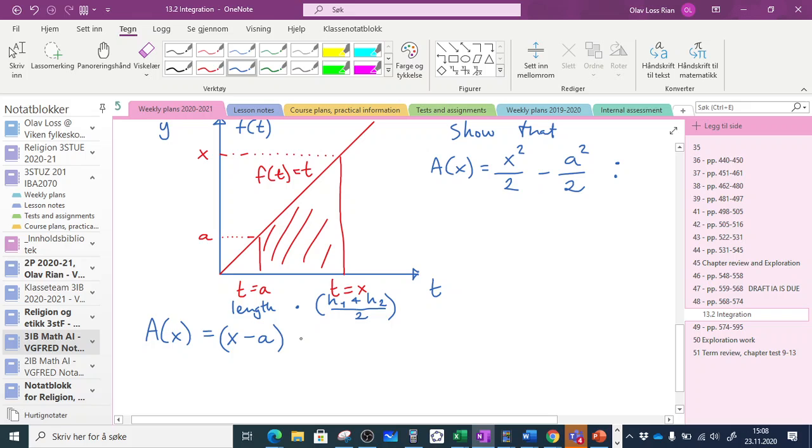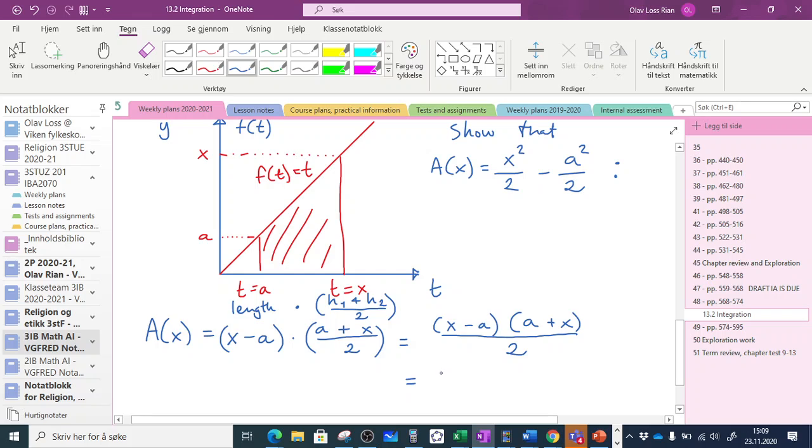So we can use our formula for the area of a trapeze here. And the first height is a. Our second height is x. And we divide this by 2. Now, when we multiply fractions like this, we multiply any number with the numerator, and we just leave the denominator alone if we just have a number here. So this is going to be the same as x minus a multiplied with a plus x divided by 2.